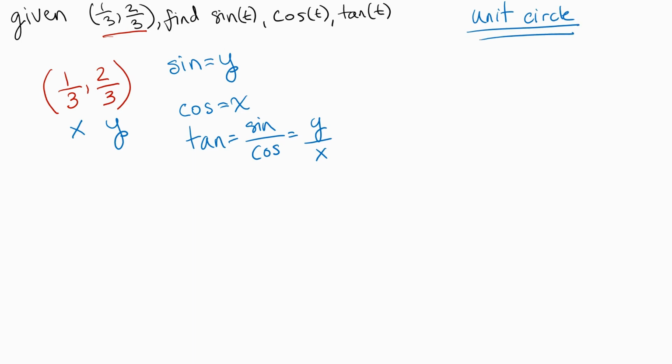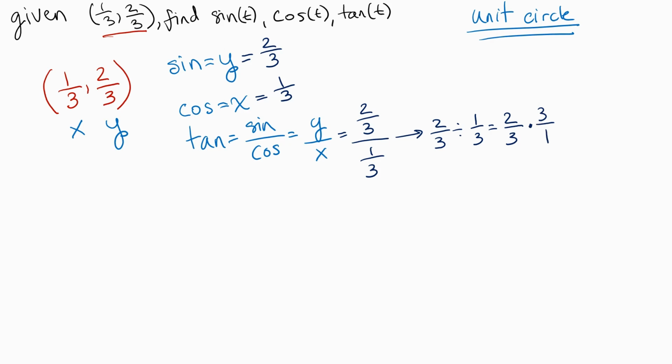Okay, so what we're going to do is just plug in these values now. So we have x, we have y. So that means sine is equal to 2/3, cosine is equal to 1/3, and tangent is equal to 2/3 over 1/3, which we're going to simplify. So 2/3 divided by 1/3, which means 2/3 times 3 over 1, and then the 3's cancel. So what we get is 2.